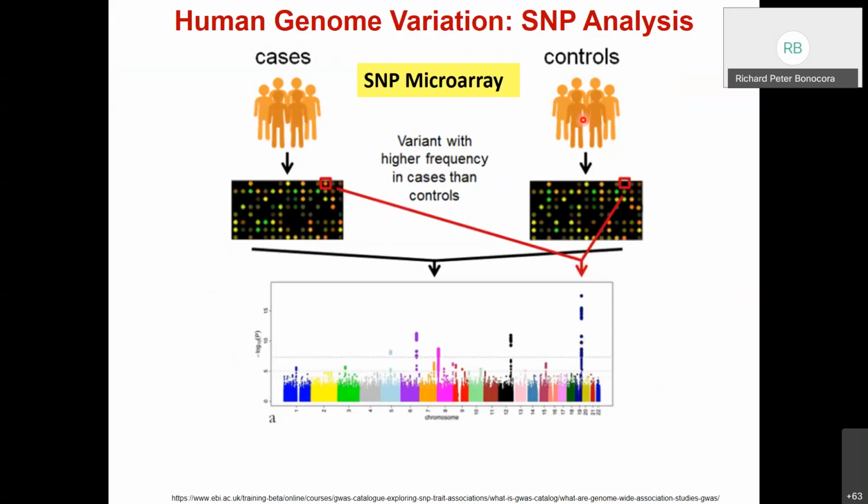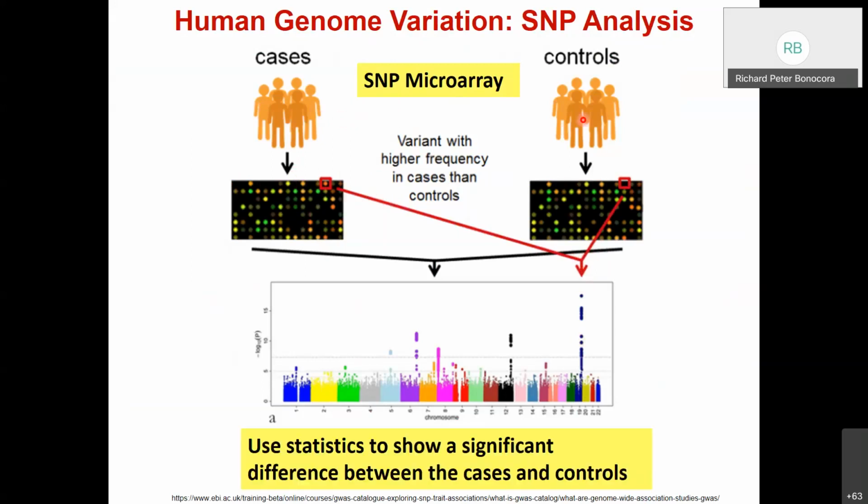But then you need a statistical way to show that this difference is actually significant between the cases and the controls, and that's where this graph comes in. I'll explain it on the next slide. Does everyone understand up to this point what we're talking about here?